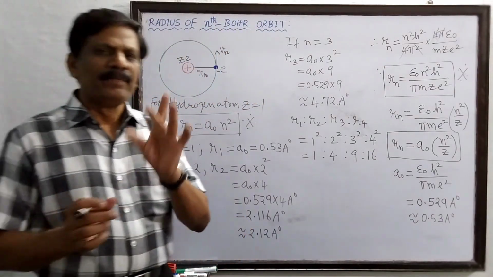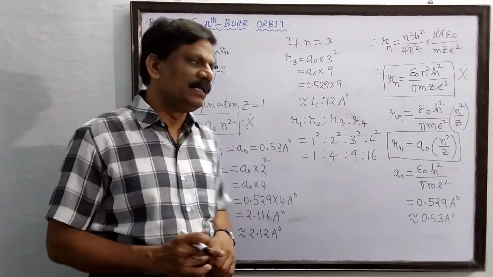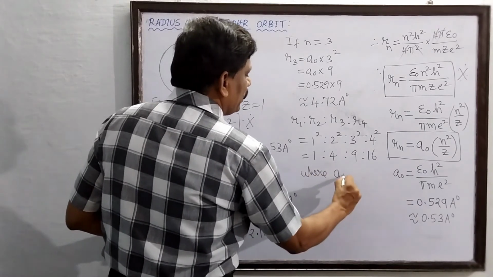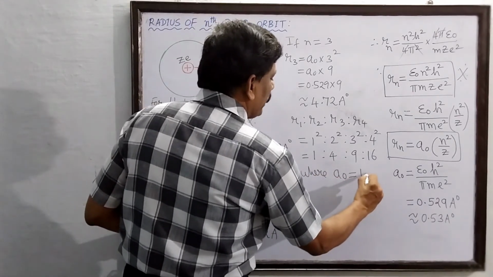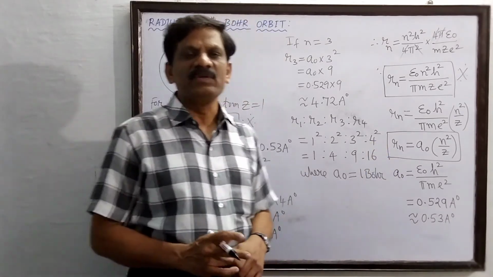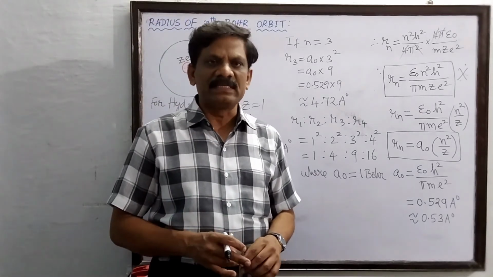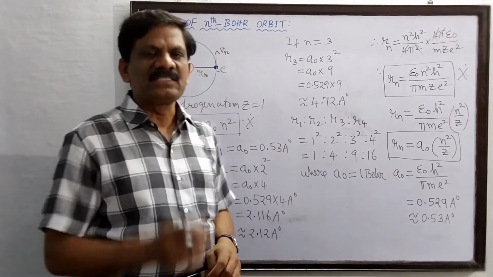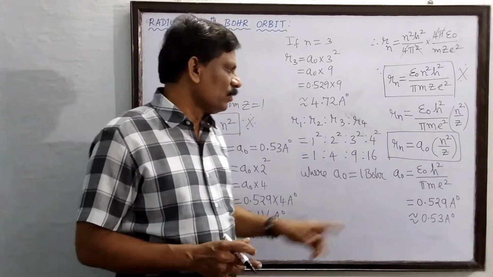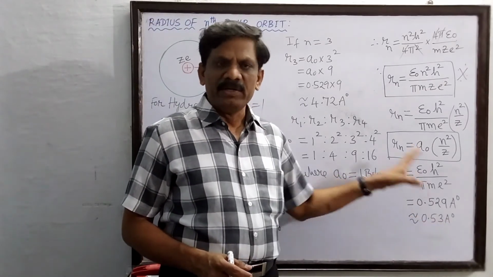The minimum radius of the electron in the orbit is called the Bohr's radius, or this a naught. This a naught is equal to 1 Bohr. In nuclear physics you must have heard 1 Fermi. 1 Fermi is the diameter of the nucleus. Like that, 1 angstrom unit is the diameter of an atom, 10 power minus 10 meter. Like that, 1 Bohr is equal to 0.53 angstrom unit, a new unit.